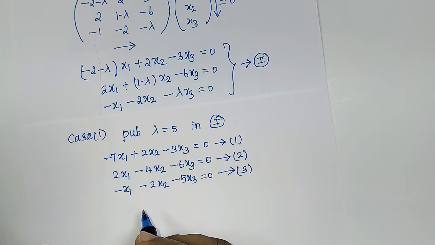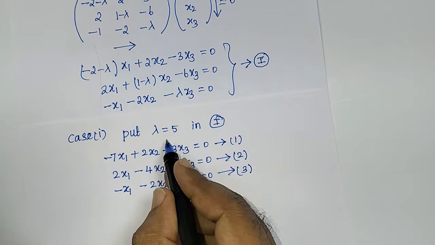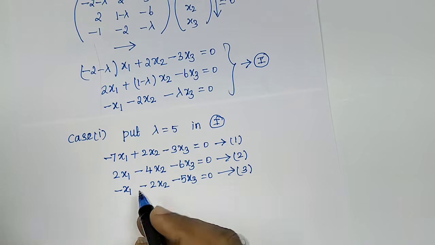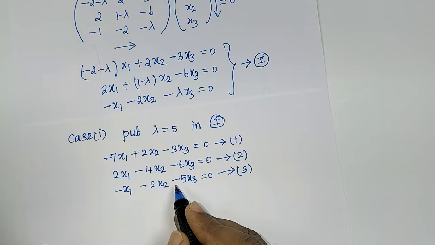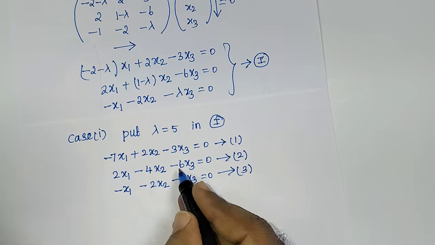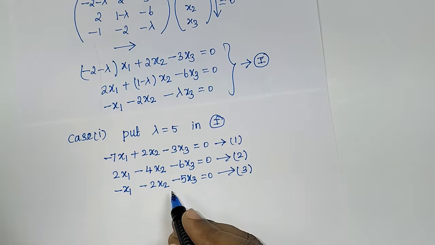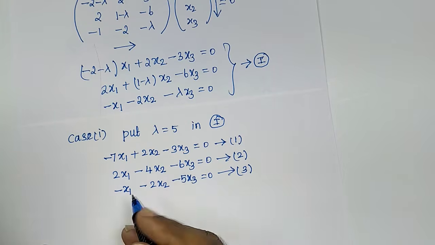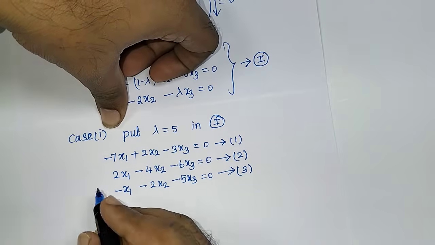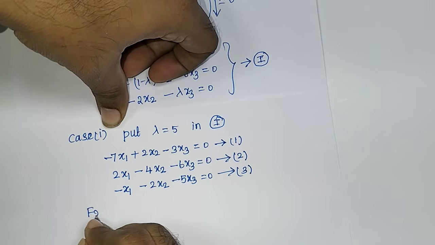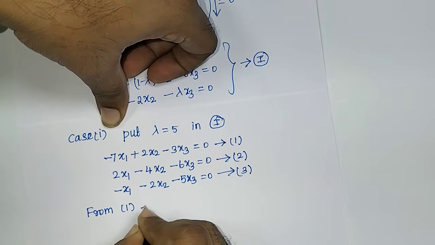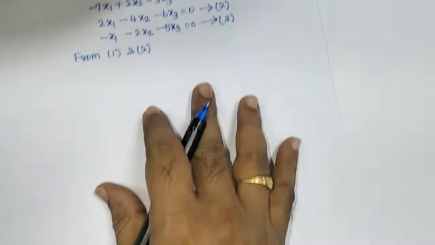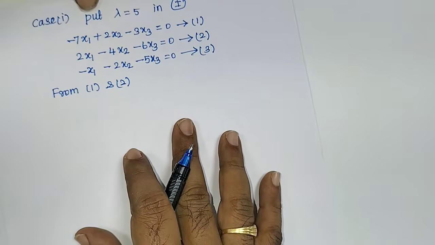So before going to find that eigenvector, after substituting lambda equal to 5, we will get these three equations. These three equations are a system of linear equations. After that we have to check whether they are the same or different equations. When we check these equations, they are different equations. So from this I am taking the first two equations, equations 1 and 2, to find the eigenvector of x1.